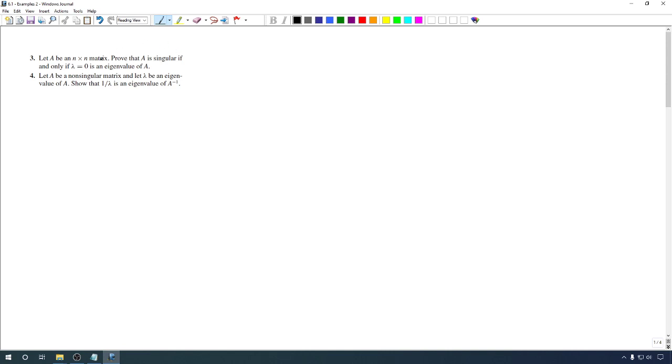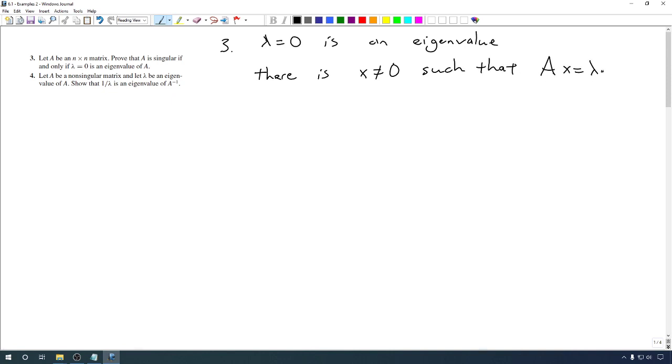So first things first here, we're going to be looking at a matrix, and we're going to show that being singular is equivalent to 0 being an eigenvalue. So let's start with the assumption that 0 is an eigenvalue. What does that mean? Well, what is the definition? That means there is a non-zero x such that Ax equals lambda x, because that's our definition for what that means. But here lambda equals 0, so 0 times x is 0. So that means that there's a non-zero vector x that solves Ax equals 0.